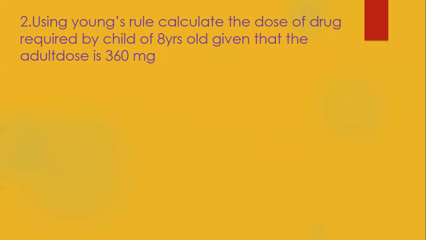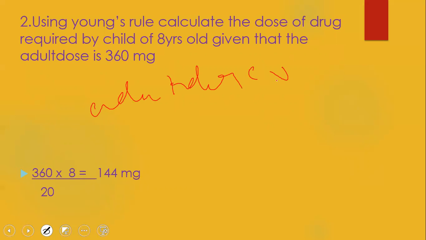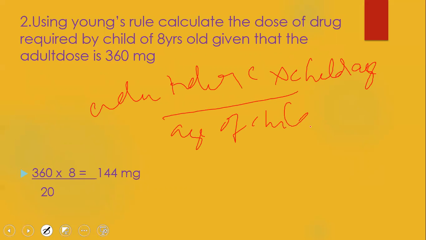Using Young's rule, calculate the dose required by a child of 8 years old, given that the adult dose is 360 mg. So Young's formula, adult dose into child age divided by age of child plus 12. So 360 into 8 divided by 20, 144 mg.